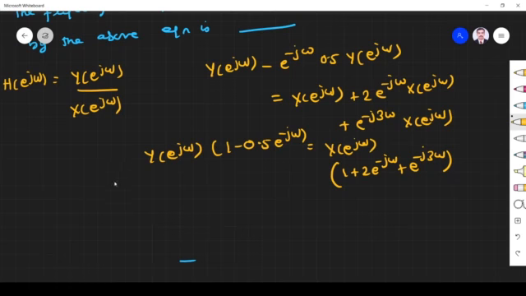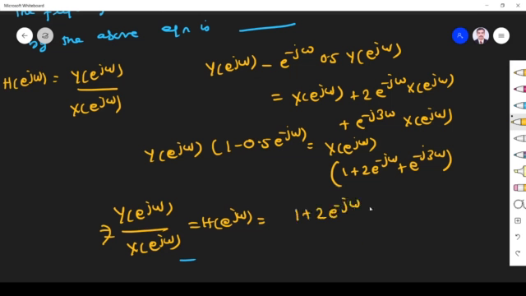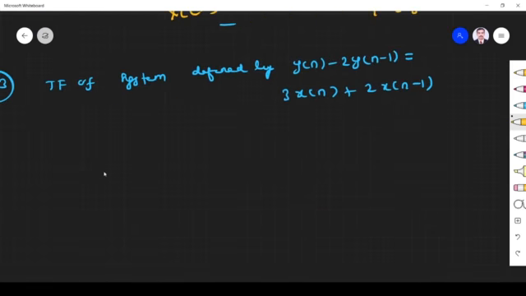So what I have to do is Y of e power j omega divided by X of e power j omega, that is equal to H of e power j omega. That's the frequency response, and it is given by 1 plus 2 e power minus j omega plus e power minus j3 omega divided by 1 minus 0.5 e power minus j omega, right? Okay, simple problem.